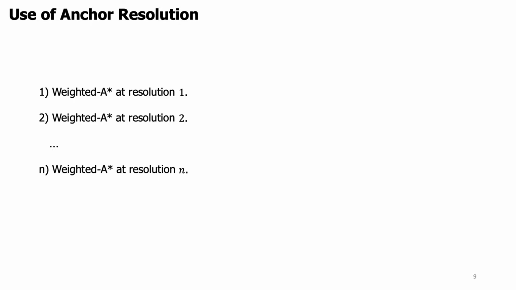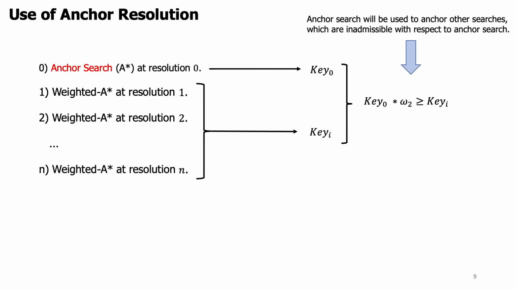The MR-star search follows the structure presented here. Assuming the domain is discretized into multiple resolutions indexed from 0 to n, then we run weighted A-star search in each resolution space from 1 to n. In addition, we have an anchor search, which is an optimal search running with resolution 0. The inequality on the right is used to control the inadmissible expansions with respect to the anchor search.